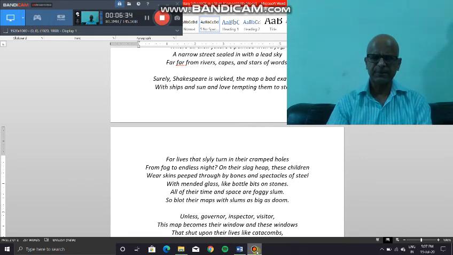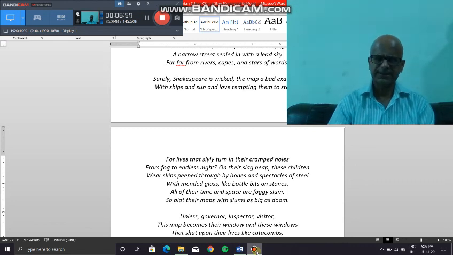So "blot their maps with slums as big as doom," or as real as death, as obvious as death, as evident, as inevitable as death. Because slums are a reality which the rich may have denied, however they exist.